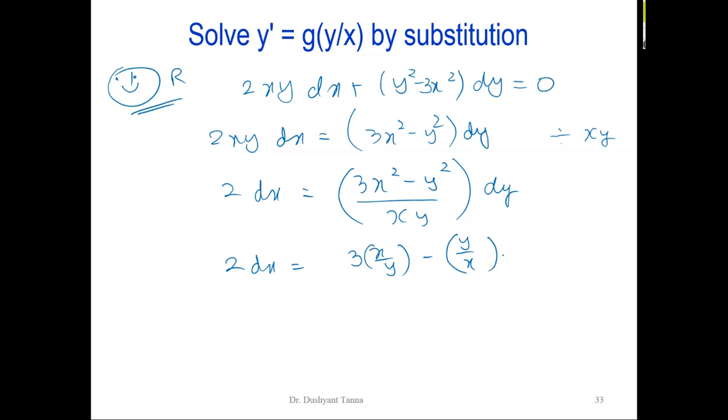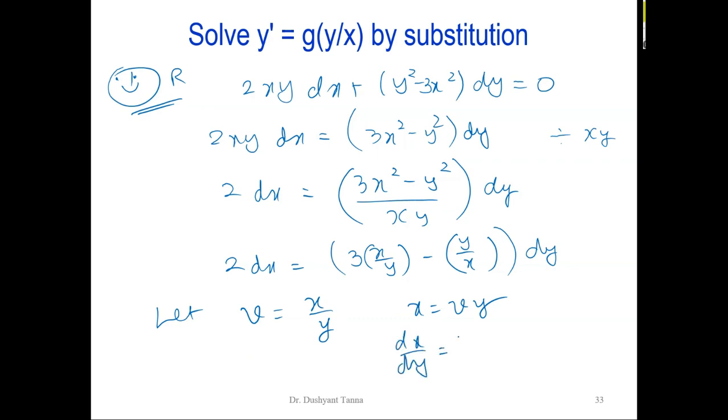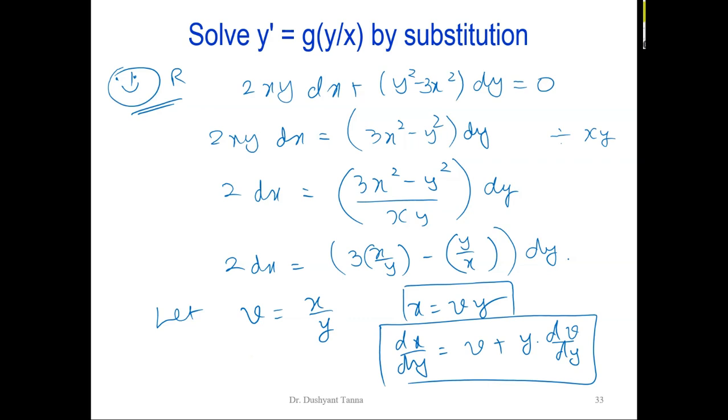Okay, so let's try the new approach. Rather than saying x over y is equal to u, just in order to avoid the confusion, I'll go with v. Let v is equal to x over y. Okay, and therefore x is equal to vy. I forgot dy here. dx over dy is equal to v plus y dv by dy.